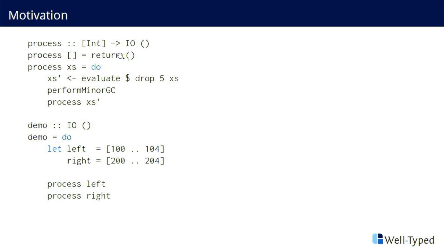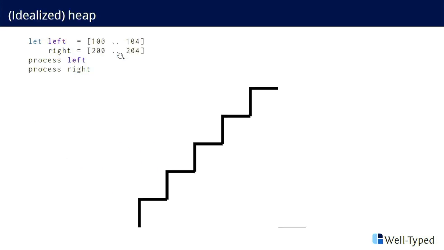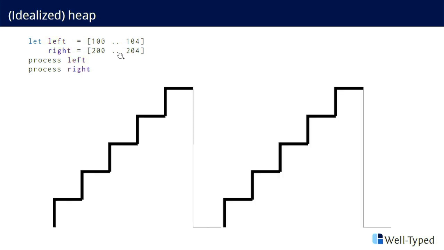Okay, let's look at what the heap does with this program. We start processing the left list. We have 5 elements. As we pull from this list one by one, our heap grows, the next element gets allocated, the next element gets allocated, and so forth. Then we call performMinorGC. All this stuff we literally just allocated, so it's short-lived. We deallocate everything, and the heap goes back down to 0. Looks good, as expected so far. Then we do the same thing for the right list, and we see the same pattern.